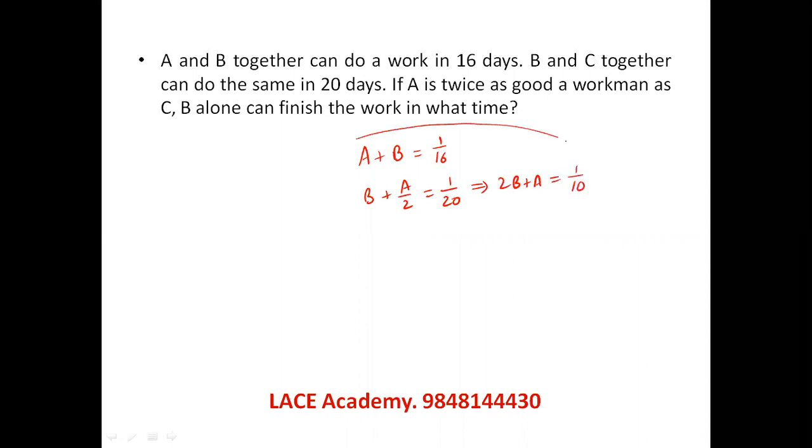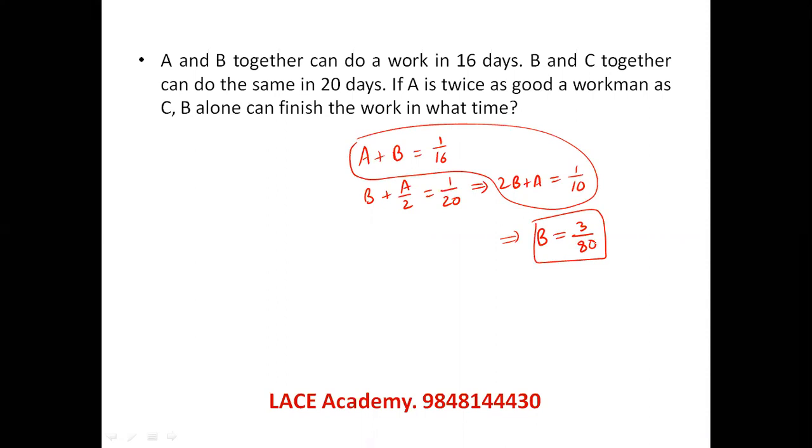By taking these two, I can directly find out B's value. If I subtract 2B plus A minus A plus B, I'll be getting B equal to 1 by 10 minus 1 by 16. What is 1 by 10 minus 1 by 16? 8 by 80 minus 5 by 80. It is 3 by 80. So we directly got B's efficiency here.